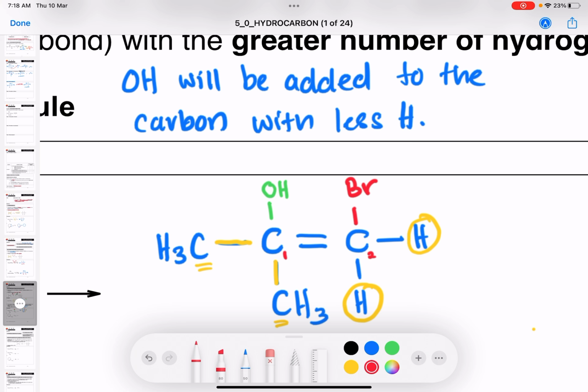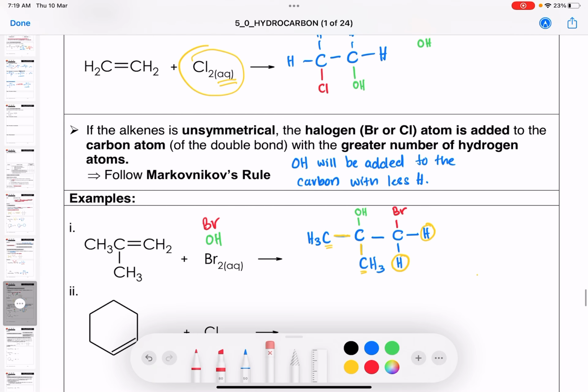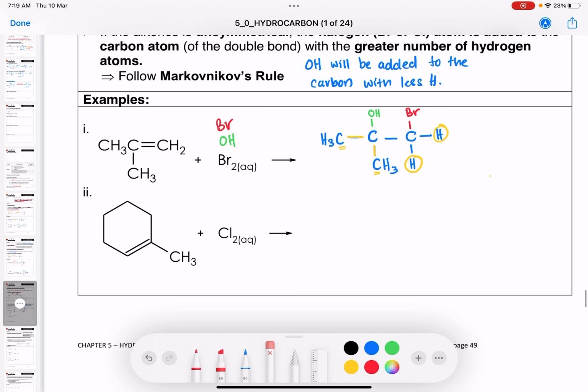Hydroxide ion, OH, will be added to C1 because it has fewer hydrogens directly attached to it, and then bromine will be added to the carbon that has more H directly attached to it. But don't forget, after the addition, it will become a single bond. Right, so that is the first example for an unsymmetrical alkene. Now let's take a look at number 2.